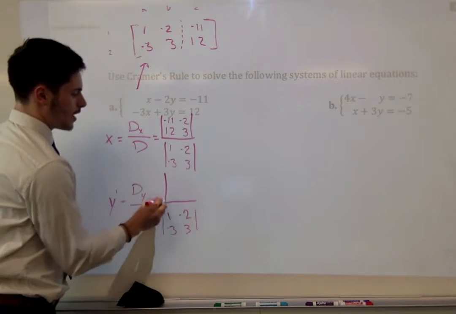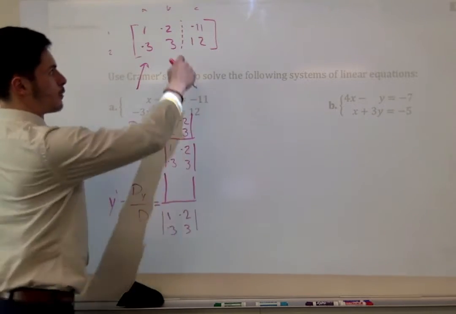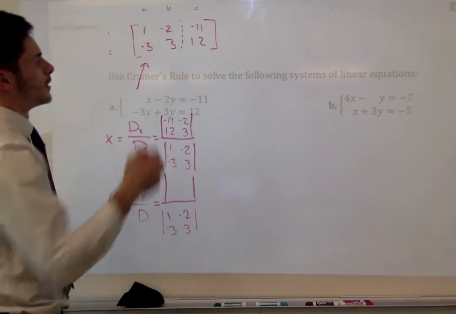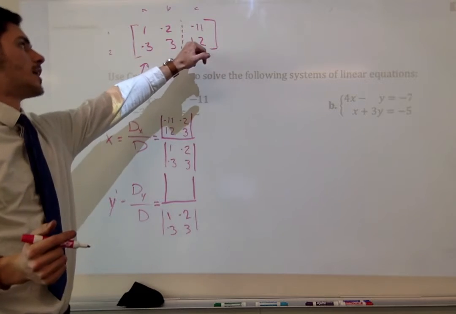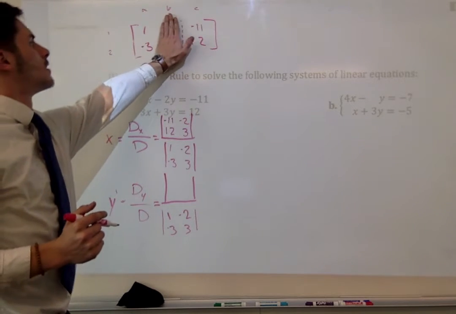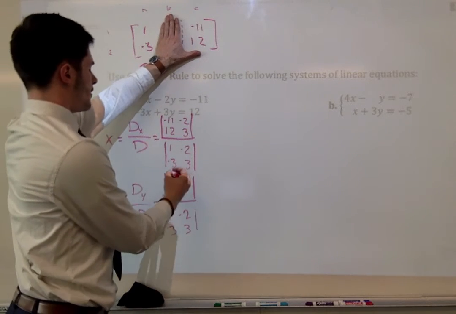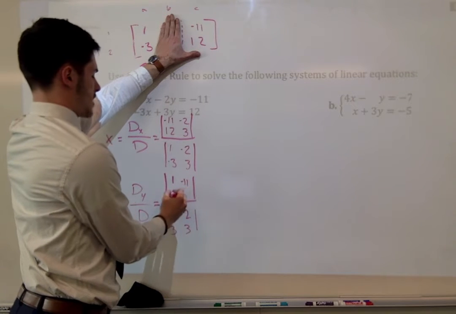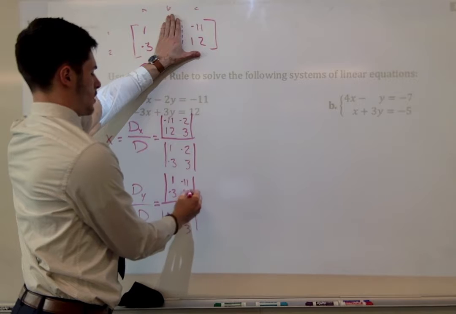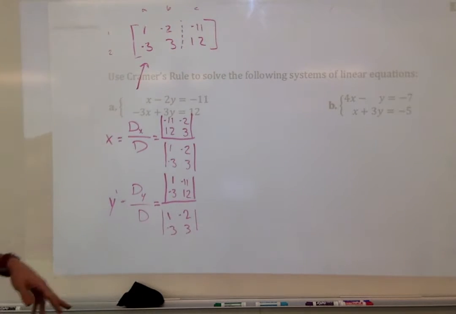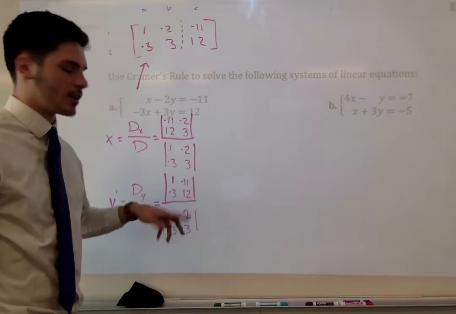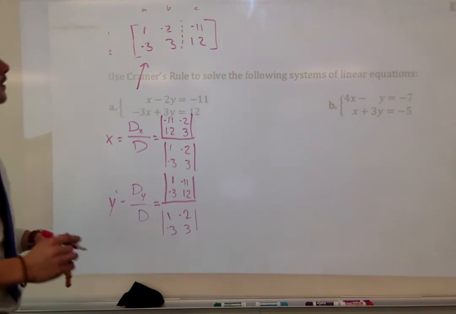And so for dy, it's the same thing, but we replace the coefficients corresponding with the y, so that's the B column. So we're going to replace the B column with the C column, and our matrix then is going to look just like this. So we'll have 1, -11, -3, and 12. Once again, that's 1, -11, -3, 12. If you can't read that, it's getting kind of small.